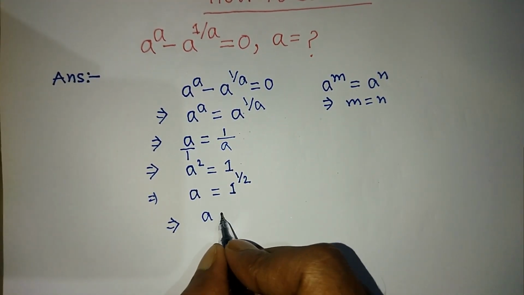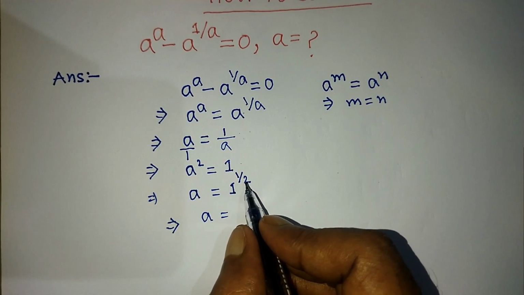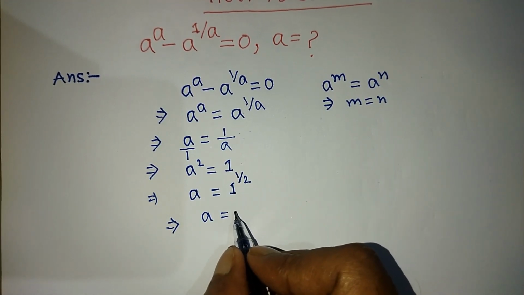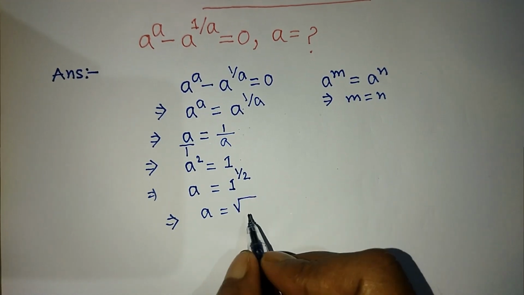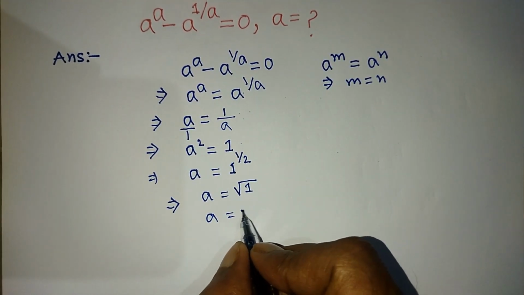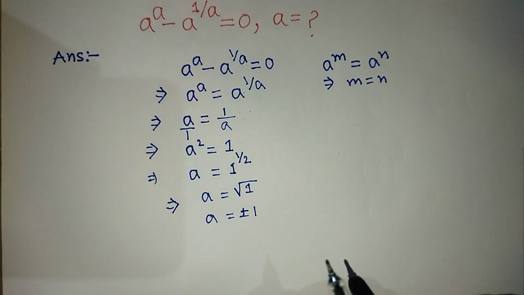So student, the value of a will be 1 by 2, and when the power is 1 by 2, at that time we can use square root. Okay, so student, the square root of 1 will be plus minus 1. So student, our answer is complete.